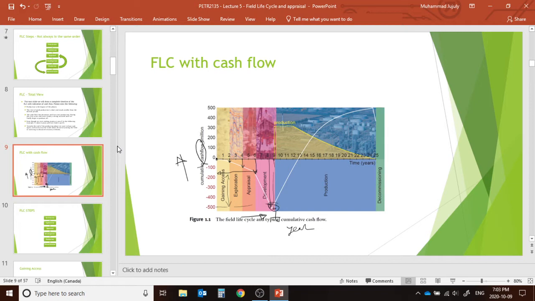Here, for instance, this is the curve of the production. So it can be like this, or sometimes like this, or even sometimes like this. It all depends on the type of reservoirs we are actually using. Okay, now based on this development of the production scheme, production chart, our cash flow will start being positive. Okay, as you can see in here.